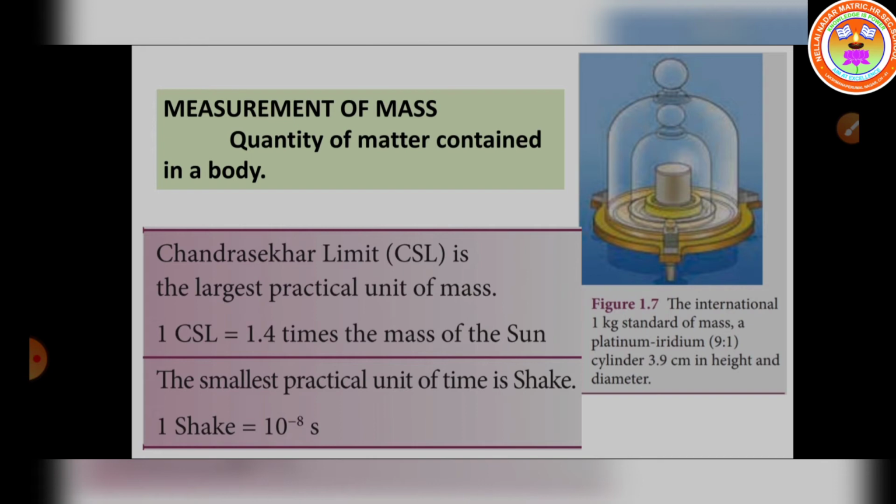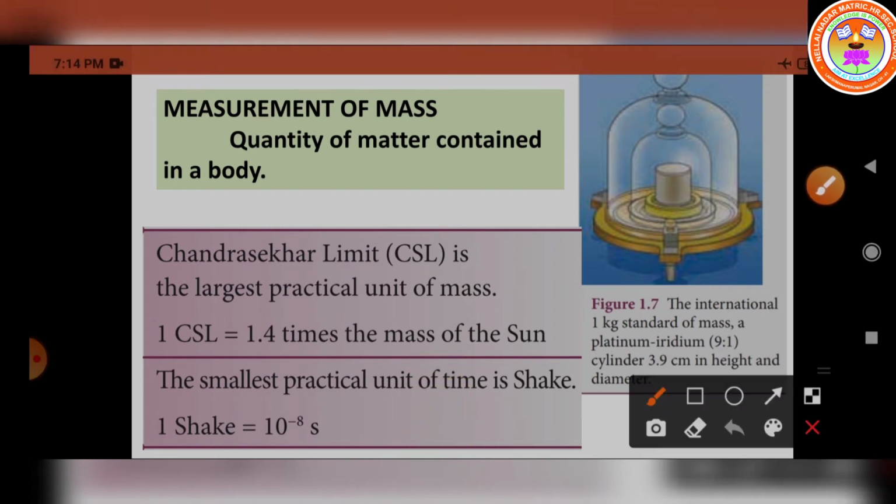This we have to call as what? Mass, or the quantity of matter contained in a body. So what is the SI unit of mass? The SI unit of mass is kilogram. Okay, the masses of objects which we shall study in this course vary over a wide range.